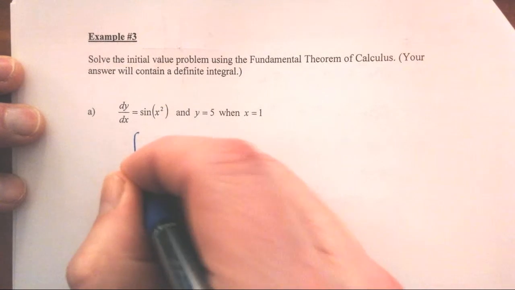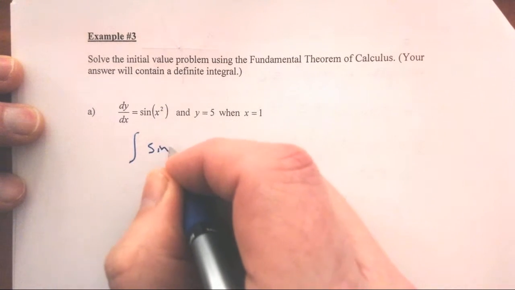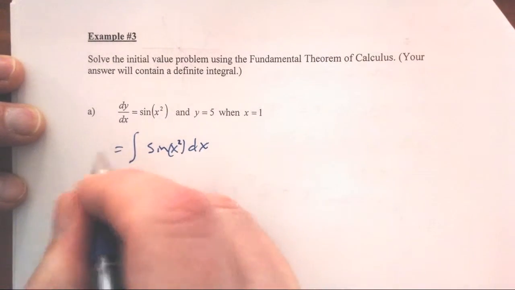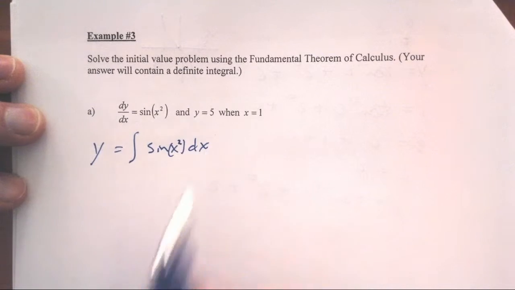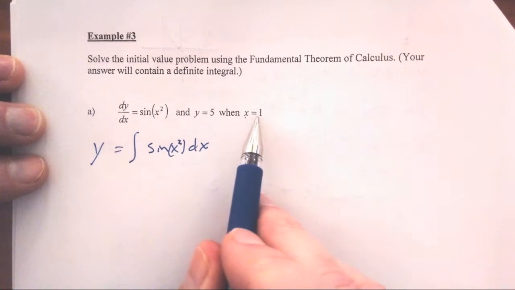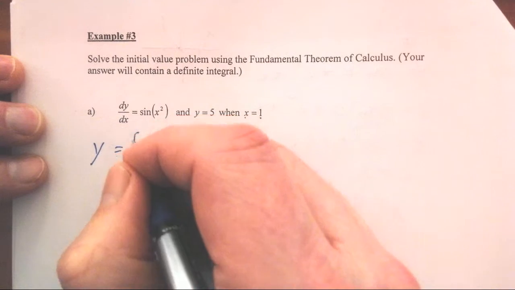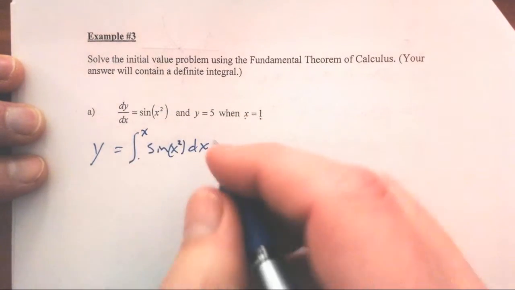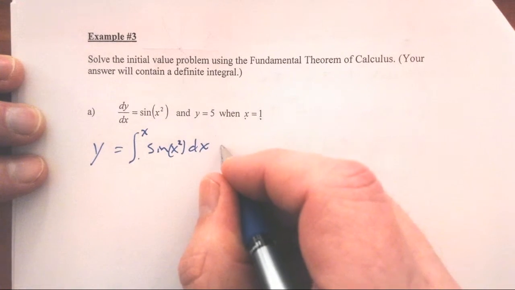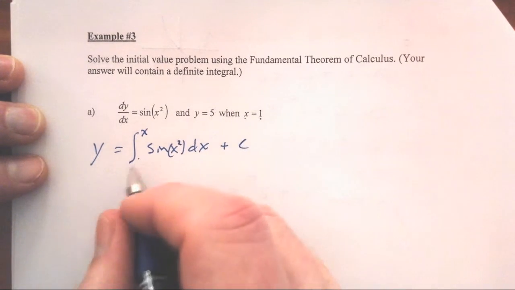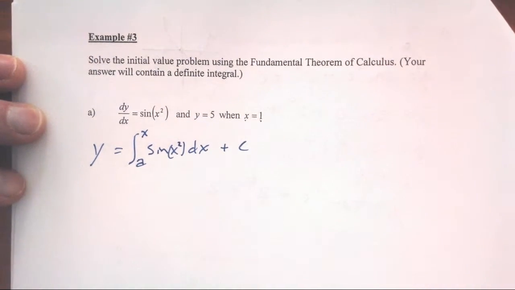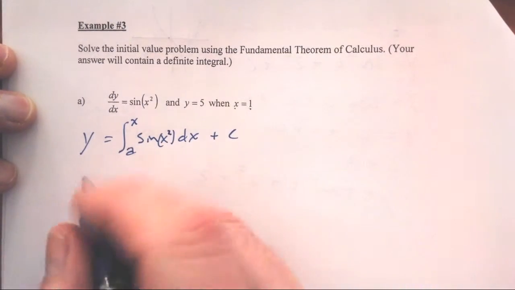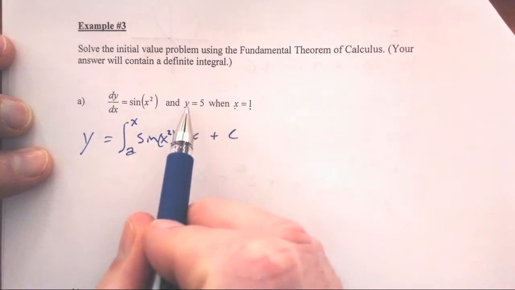Now, if I go integral of sine x squared dx, and I say that's what y is, this is the big key. When x is 1, we end up with a y value of 5. I'm going to put in a here, just for thinking through this. We're going to run from some value a to some value x. So when x is 1, y is 5.